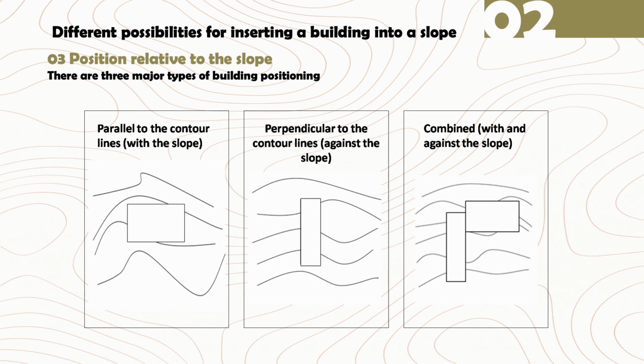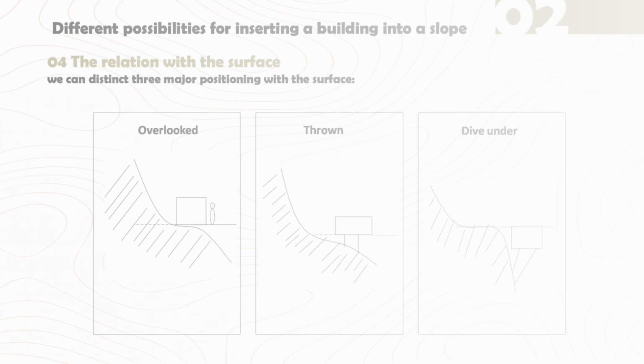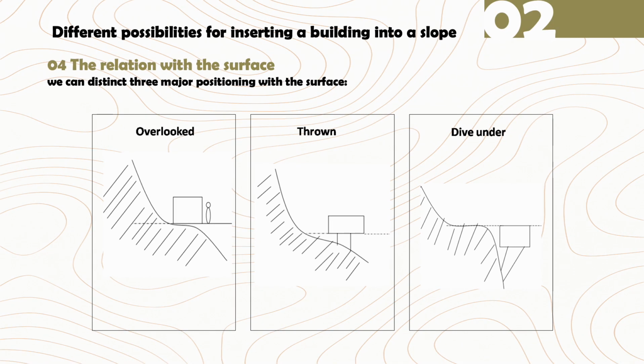We can distinguish 3 major types of building positioning relative to the slope: parallel to the contour lines with the slope, perpendicular to the contour lines against the slope, and a combined position of the 2. We can also distinguish 3 major positionings with the surface: overlooked, at the same level; thrown, above the surface; dive under, below the surface.